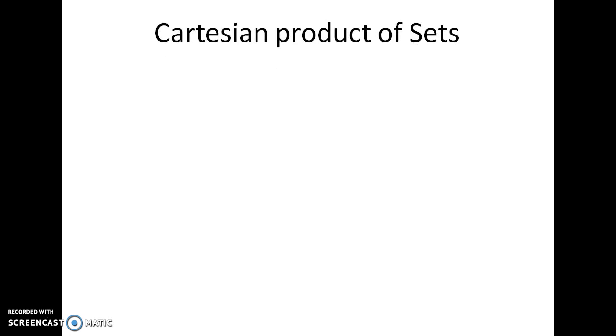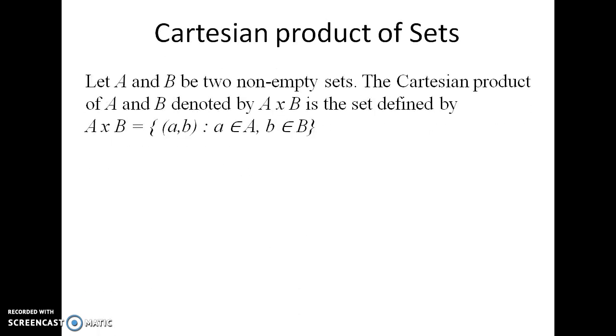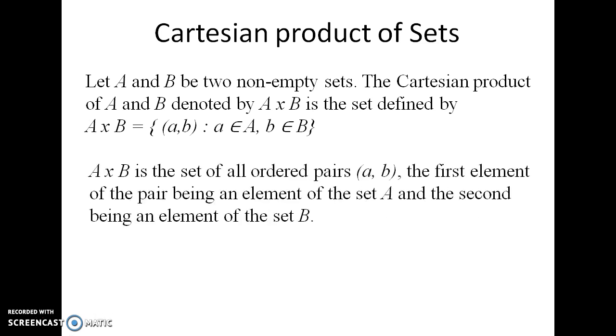Cartesian product of sets. Let A and B be two non-empty sets. The Cartesian product of A and B is denoted by A cross B and is defined by A cross B equals the ordered pairs (a, b), where a belongs to capital A and b belongs to capital B.